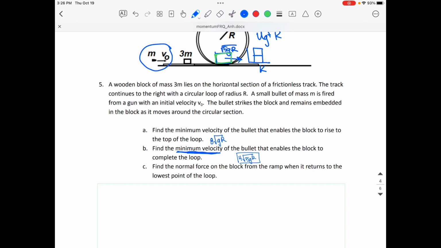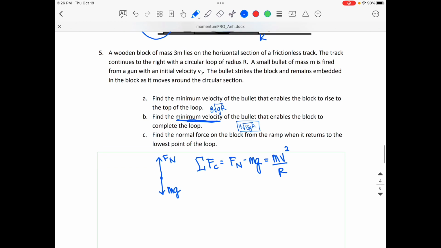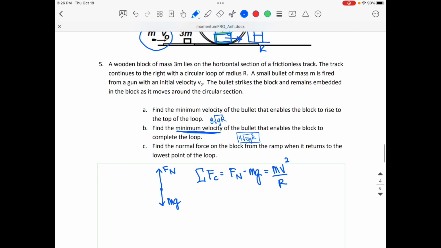So for part C, we are going to start with our Newton's second law. Again, I have the block at the bottom of the ramp here, and it's got a force of gravity pulling down and a normal force pulling up. These forces are not balanced because it's moving in circular motion. So my sum of the centripetal forces, normal force minus gravitational force, is equal to mv squared over r. But I have to include both the mass of the bullet and the block.